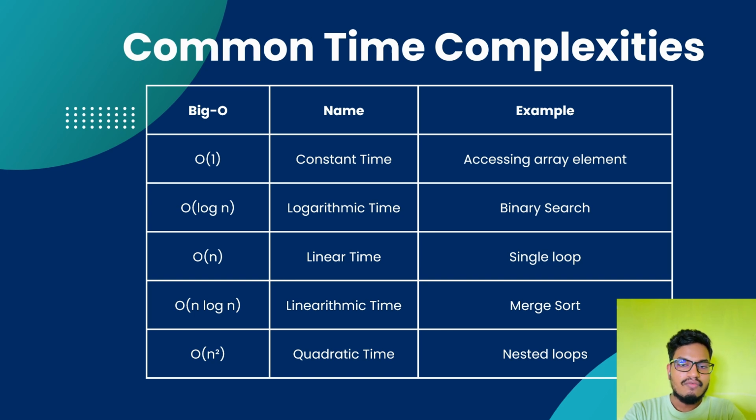Next, O of n squared, quadratic time. Now we are getting into the danger zone. This usually happens with nested loops, where for each element we perform a full scan again. If n equals 1000, that's 1 million operations. You can see how quickly it grows. It's used in brute force algorithms or naive comparisons, like checking all pairs in a list.